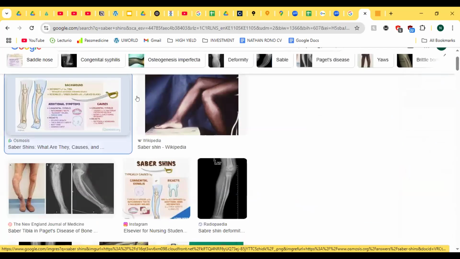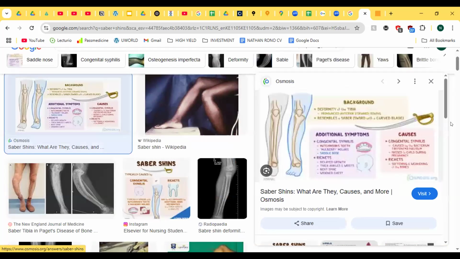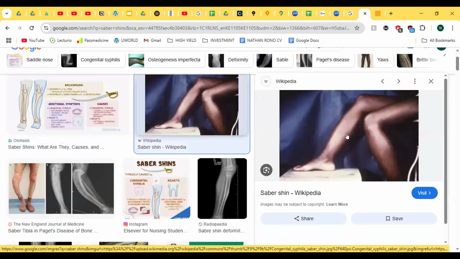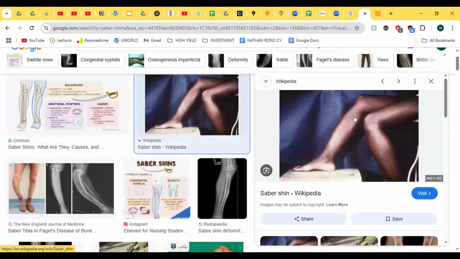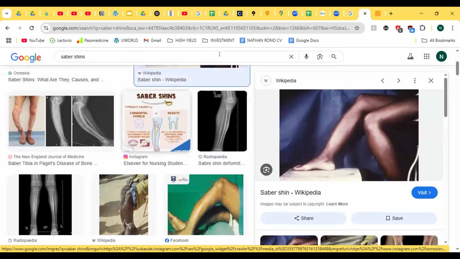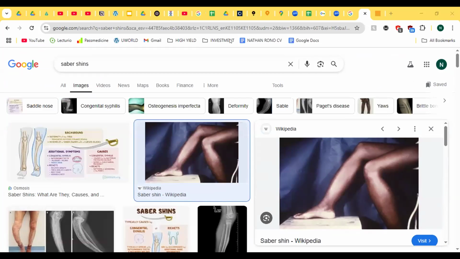Now you can see saber shins. They look like a sword. The sword is called the sabre here. Okay. That is the saber shins. Okay. Vestibulocochlear nerve, very good. Cranial nerve 8. Good. Now, we have a lot of questions, and I want us to cover a lot, but at least you've understood that.